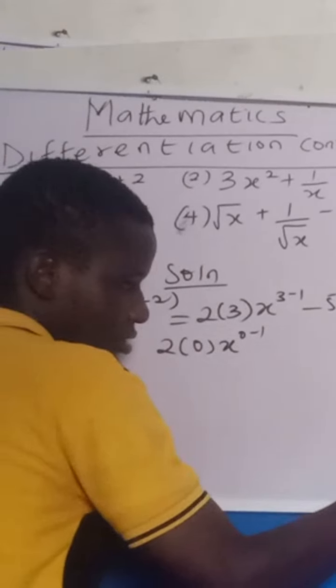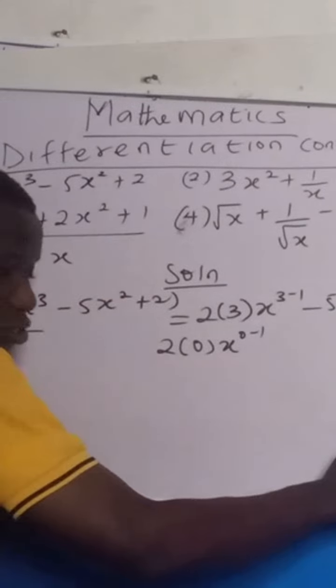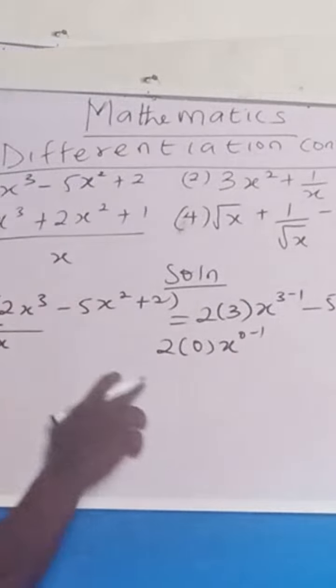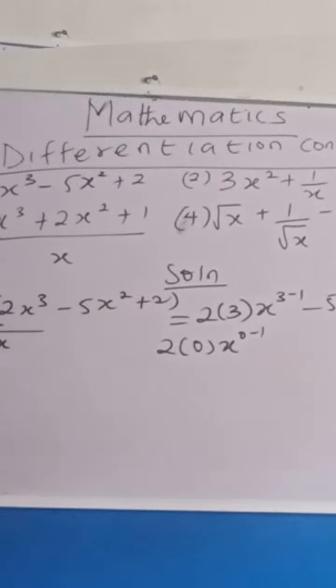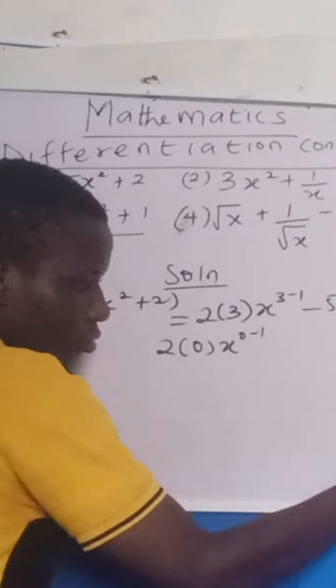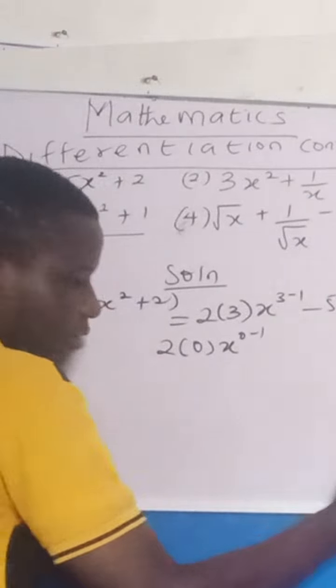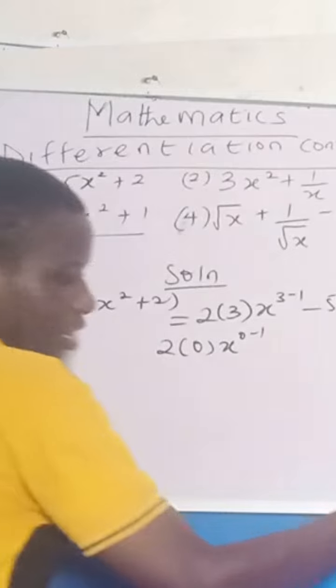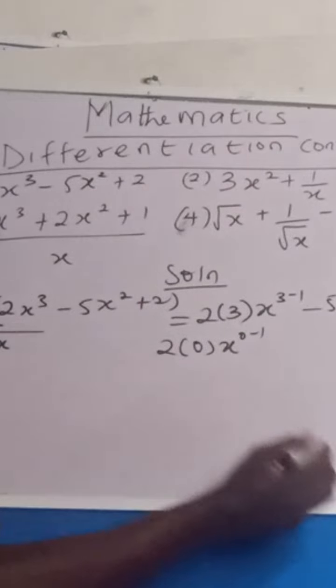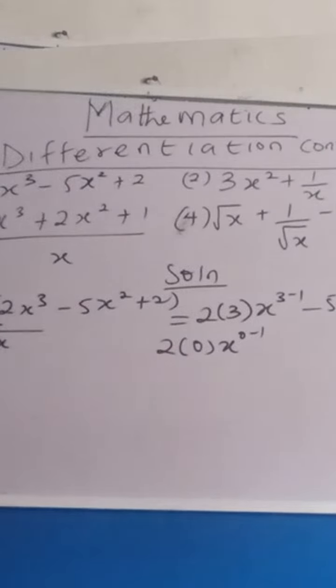Anything to the power 0 is what? 1. So x to the power 0 is 1, and 1 times 2. So there was this constant here. It's simply telling us that if I'm differentiating this, this 0 is going to come down here. I'm going to have 2 times 0, and then x^(0 minus 1). So of course, the result is 0.